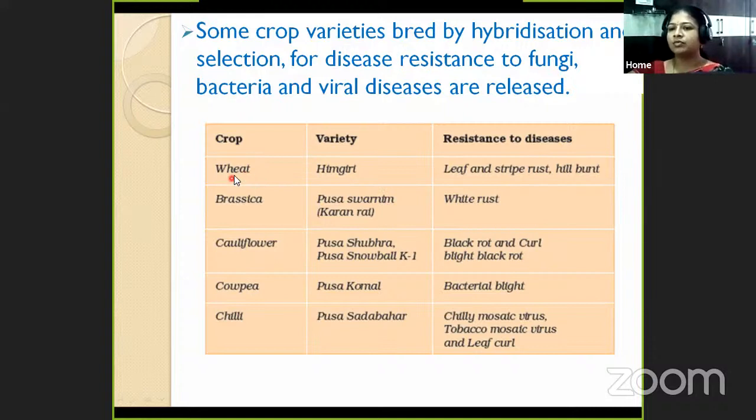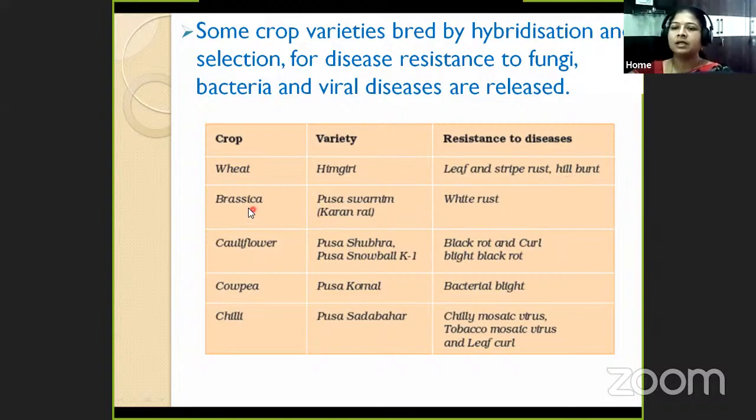First crop is wheat, Triticum aestivum. So the new disease-resistant variety is Himagiri, which has resistance against leaf rust, stripe rust and hill bunt diseases. Okay.